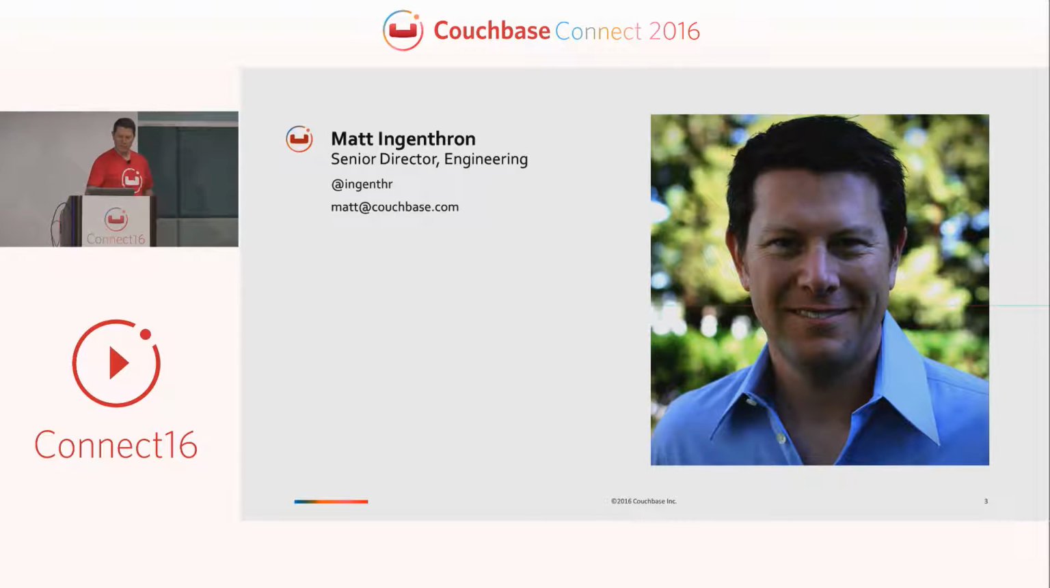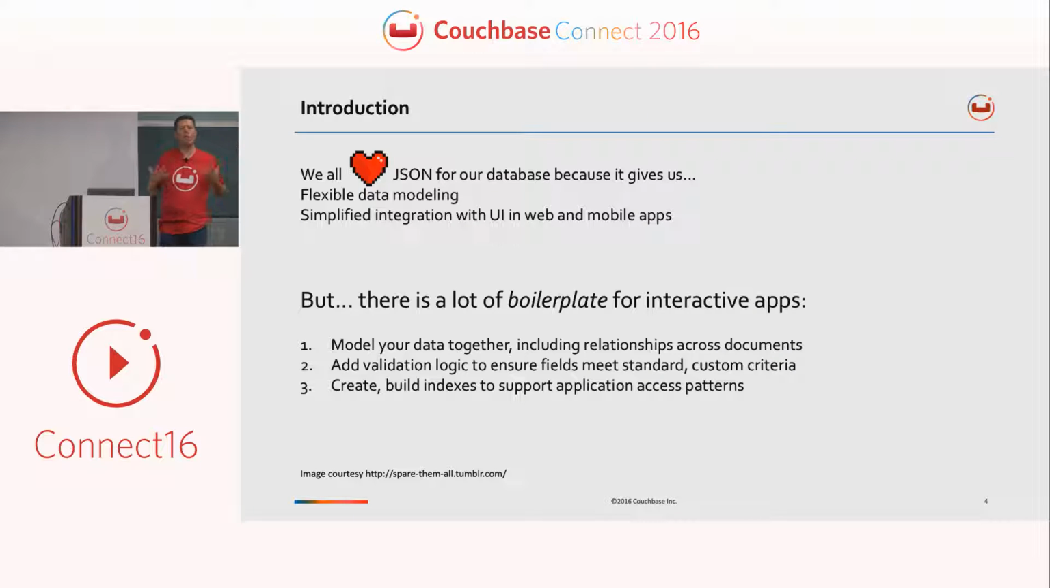So I think we actually really all love JSON for our database. The reason that we love JSON for the database is it really gives us that flexible data modeling. The idea that if I want to add a field to a record, I don't have to go call a DBA, put in a support request, go through a database migration. A couple weeks later, I'm actually able to start coding again, right? I have that flexibility. And I have really simplified integration with UI layers. So mobile apps, browsers, they all just expect JSON.